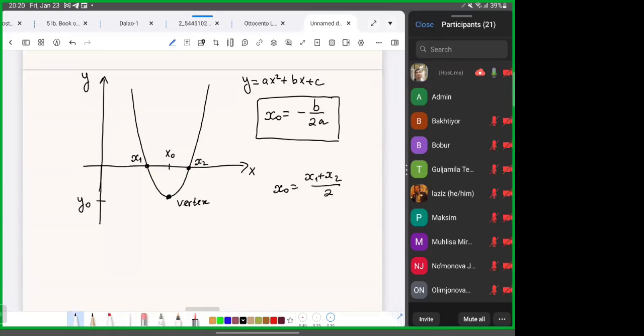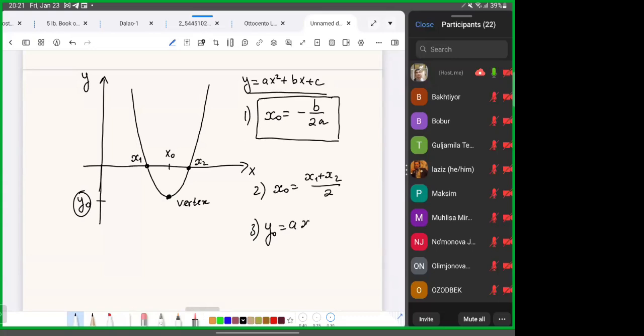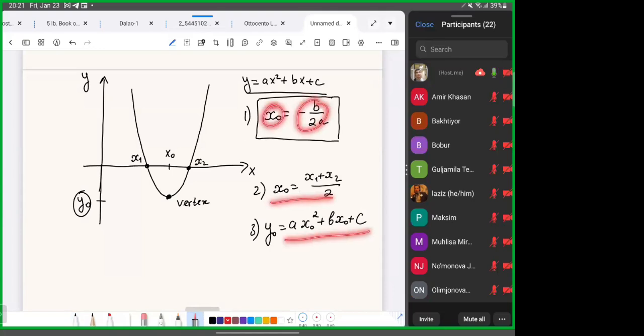So x1 plus x2 divided by 2 is the second formula. For finding the y-coordinate, y0, we have the third formula. y0 we can find using the equation a x0 squared plus b x0 plus c. So first find the x0 value, then you can find it.